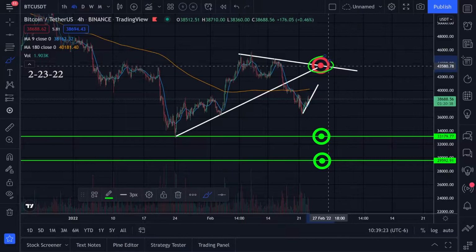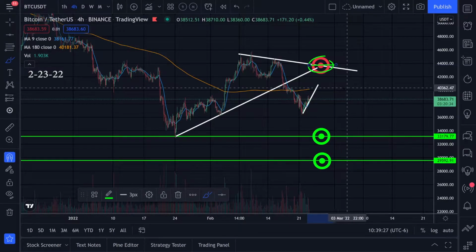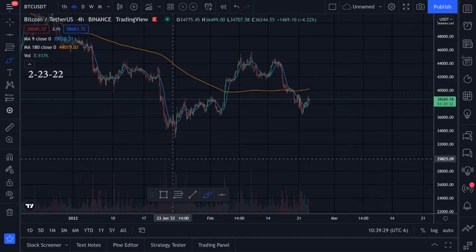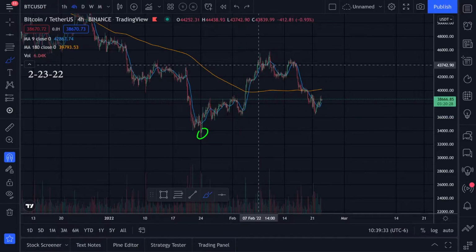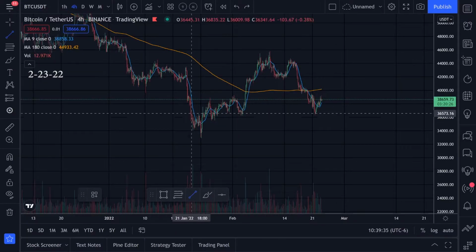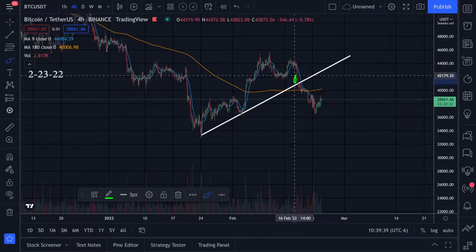On the top side, I'm actually looking at 43,600, 700 around there. Let's go ahead and delete everything and I'll show you how I got there. So we had support. I was watching this uptrend going up like this. We broke this uptrend going to the downside.